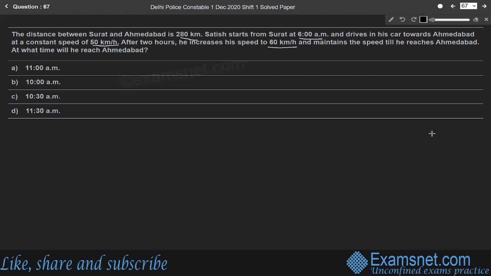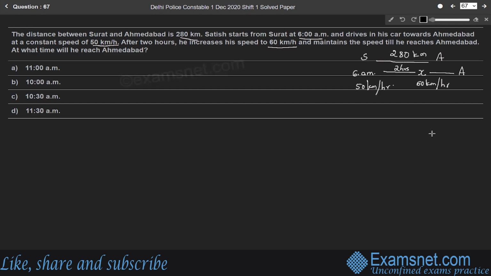Here, the distance between Surat and Ahmedabad is 280 kilometers, right? And Satish starts his journey from Surat at 6 a.m. with the speed of 50 kilometers per hour. After driving 2 hours, he will reach a place. Let us take it as X. So the time taken by him is 2 hours. From the place X to Ahmedabad, he drives with the speed of 60 kilometers per hour, right?